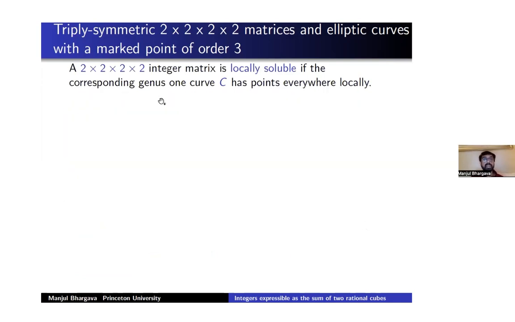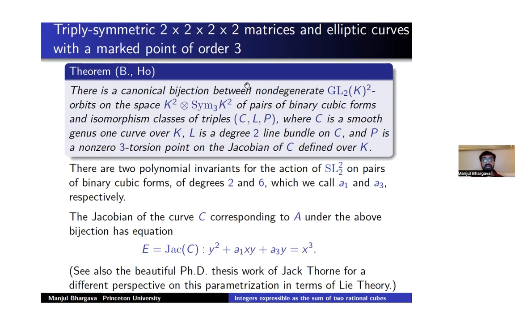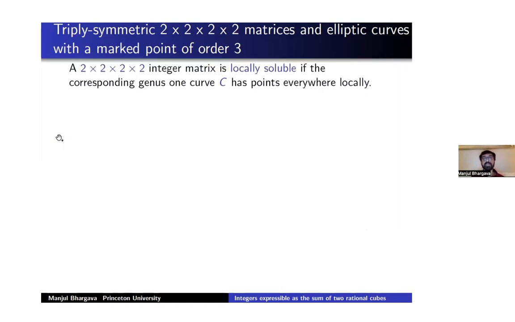One thing I should just say here, we haven't described any Selmer elements, but if you impose the condition that this curve is locally soluble everywhere, at every place, then you can restrict to that. So you can restrict to those curves that are locally soluble, so those orbits where you get something locally soluble. And in that case, you get a parameterization of two Selmer elements. So a 2 by 2 by 2 by 2 integer matrix is called locally soluble if the corresponding genus 1 curve has points everywhere locally.